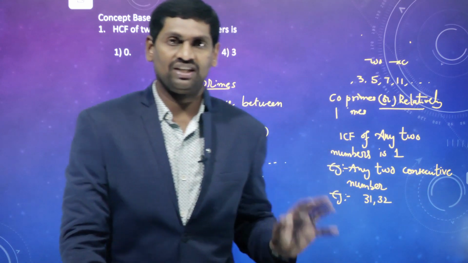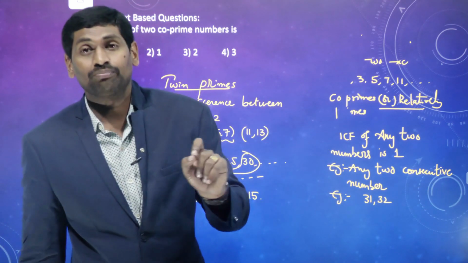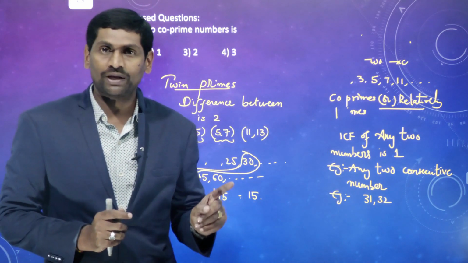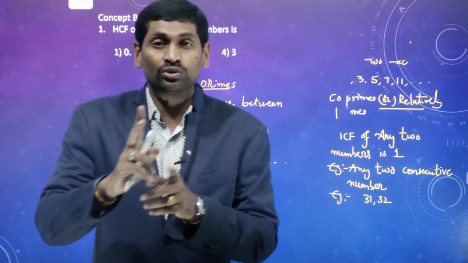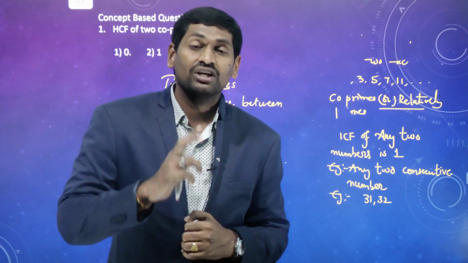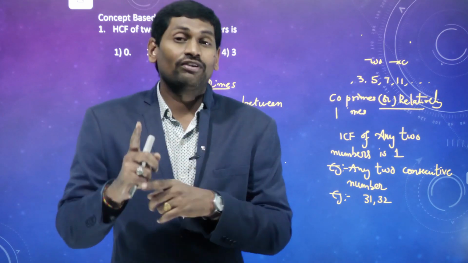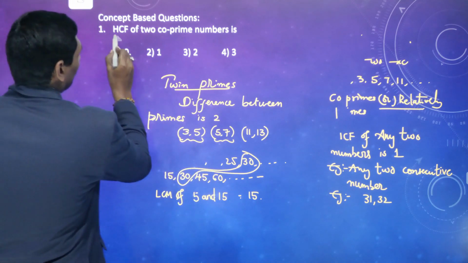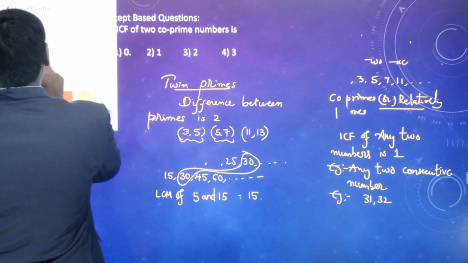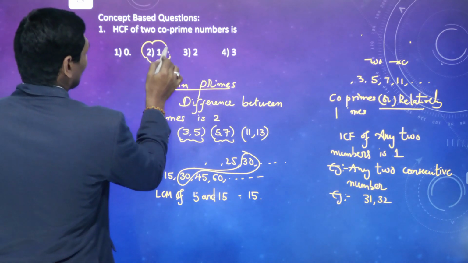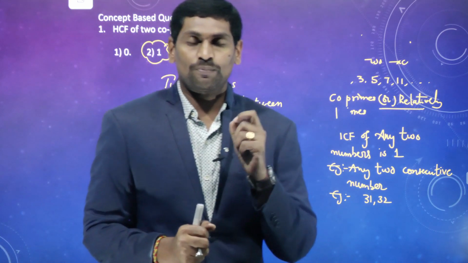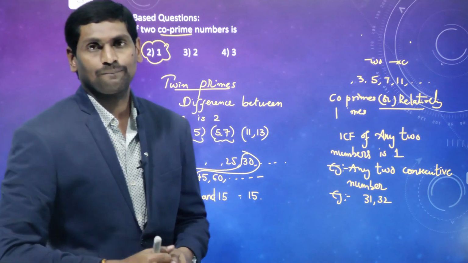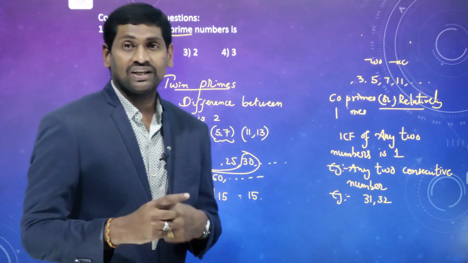The definition I have given is that there is no common factor between any two numbers except one. Such numbers are called co-primes or relative primes. Or the HCF of any two numbers is 1. Such numbers are called co-primes or relatively prime numbers. So according to the question, if the HCF of two prime numbers is 1, then the two primes are called co-primes or relatively prime numbers. Clear? Right. So let us move on to the next problem.